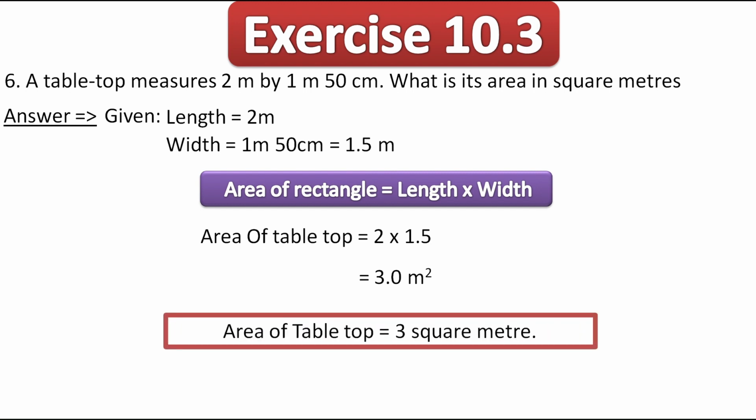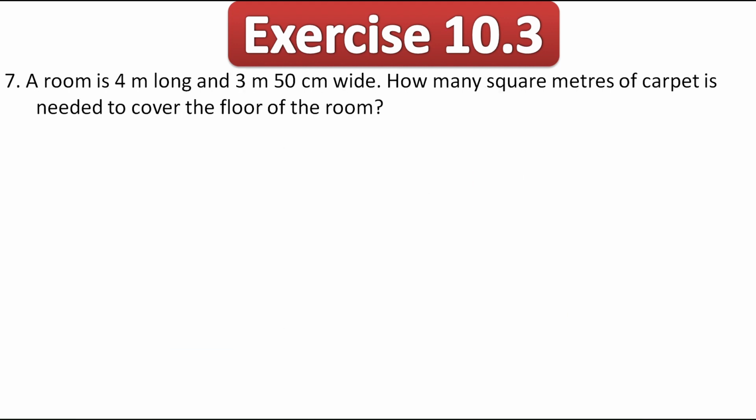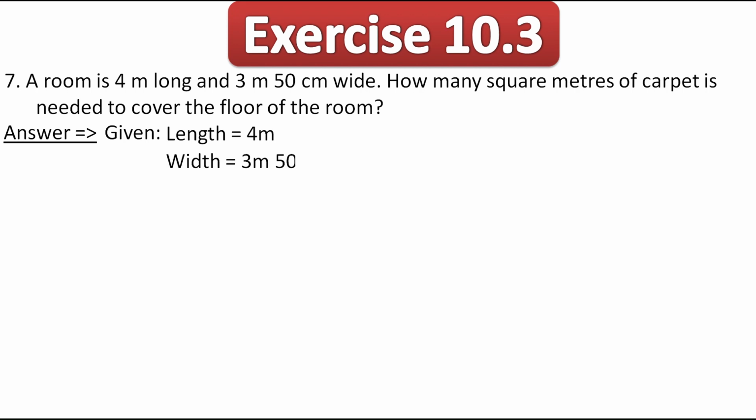Okay. Now let's move to the next question, that is the seventh one. A room is 4 meter long and 3 meter 50 centimeter wide. How many square meters of carpet is needed to cover the floor of the room? Now this question is the same as the previous one. So I'll tell you. First we will write the given things. That is, given is length is equal to 4 meter and width is equal to 3 meter 50 centimeter.